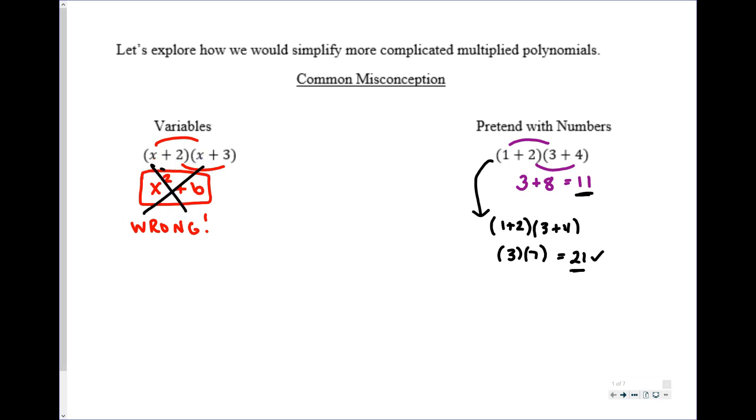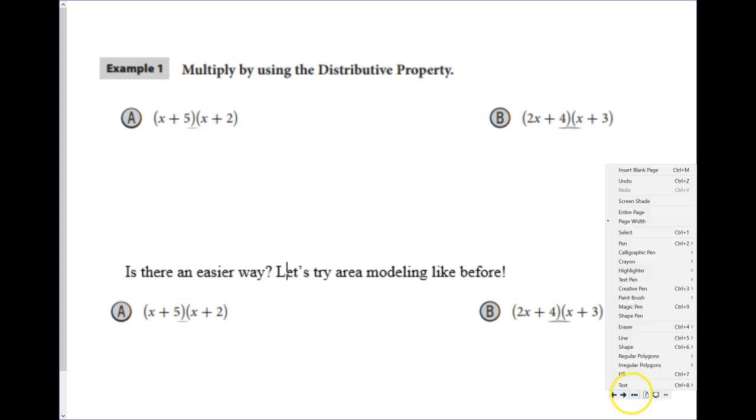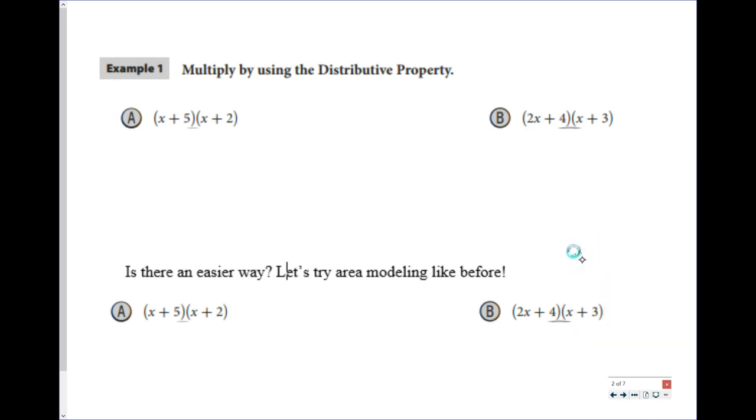All right, so that's one thing students often misunderstand when they look at things like this. They just want to distribute one time. Okay, so when we have a binomial times a binomial, we have to distribute more than one time. So I'm going to show you two ways to think about a problem like this. The first way is to think about it using the distributive property.